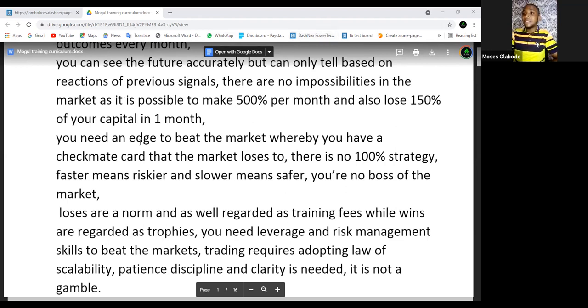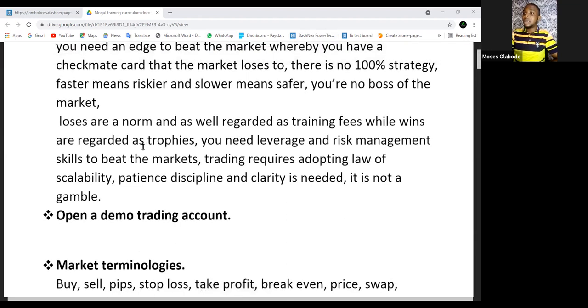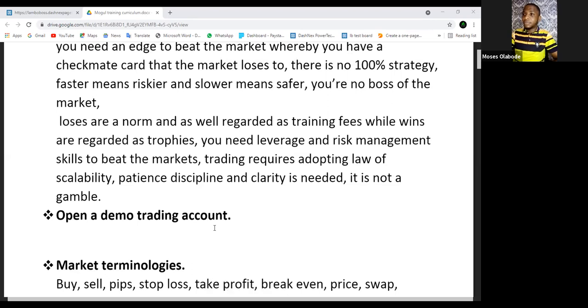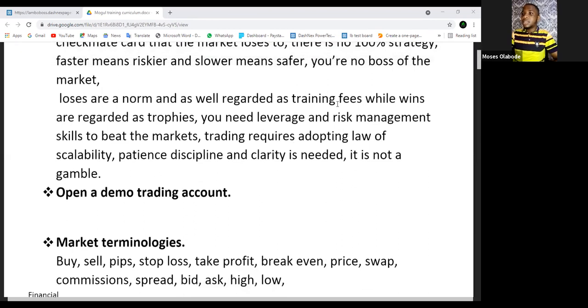And trading requires the law of scalability. When people say things like treat it like a business, that's what it means. Trading requires adopting the law of scalability. What's the law of scalability? Who knows? In the comment section, what is the law of scalability? No idea. This happens most times in business. And if you really want to make so much money from trading, trade like a business.